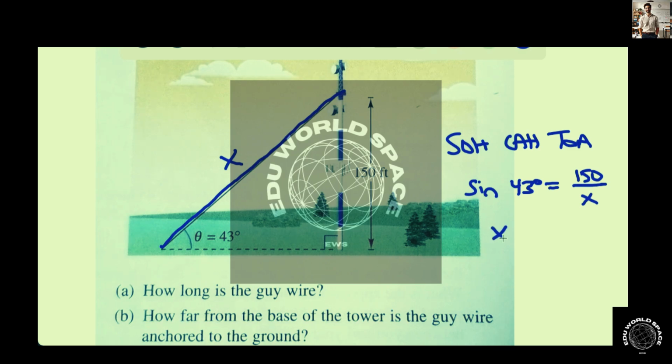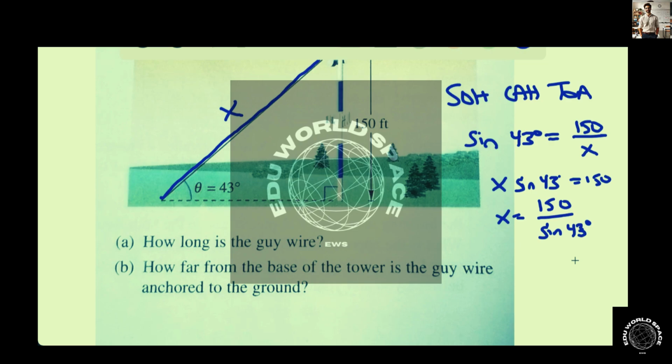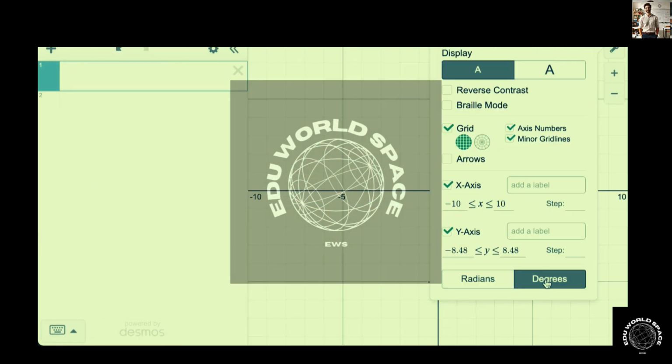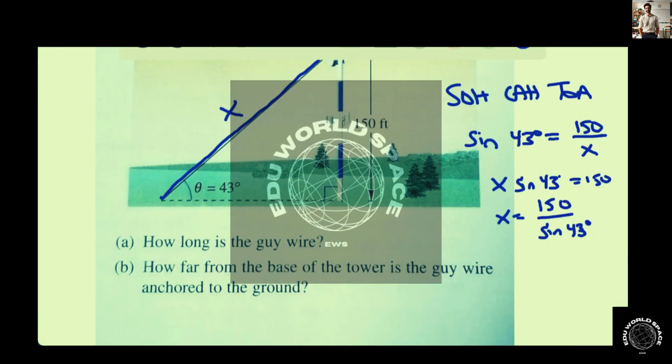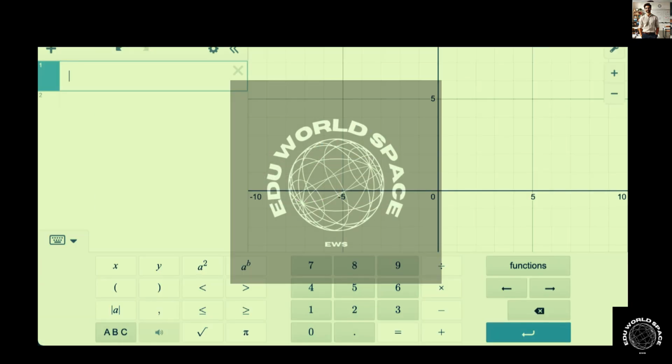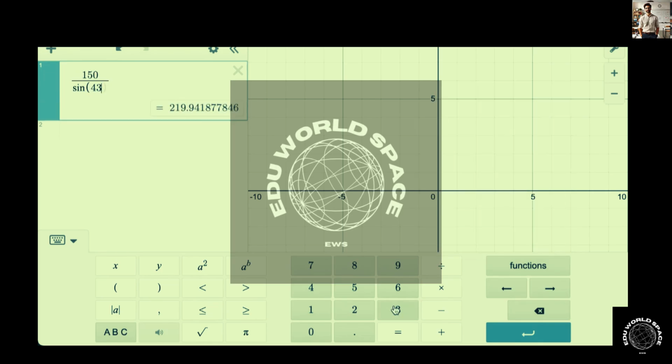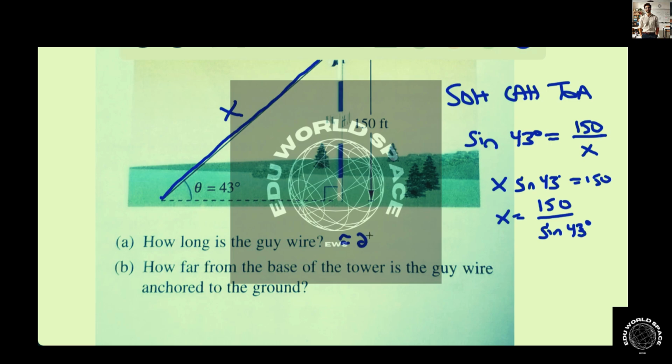Cross multiply. X times the sine of 43 degrees is equal to 150, and so x would be equal to 150 divided by the sine of 43 degrees. Onto a calculator we go. Make sure your calculator is in degree mode, and we want to calculate 150 divided by sine 43. And that's about 219.9 feet to the nearest tenth.